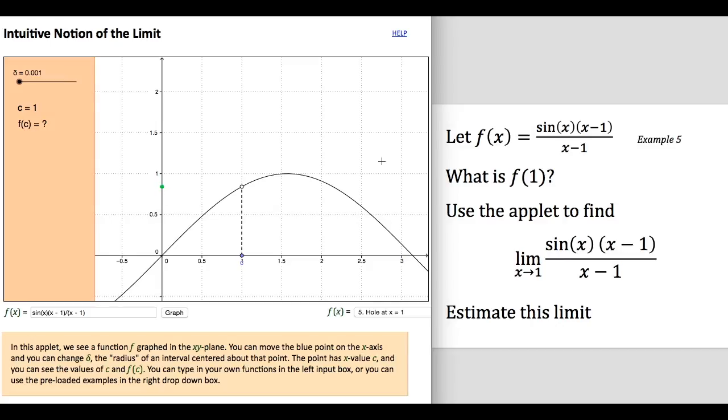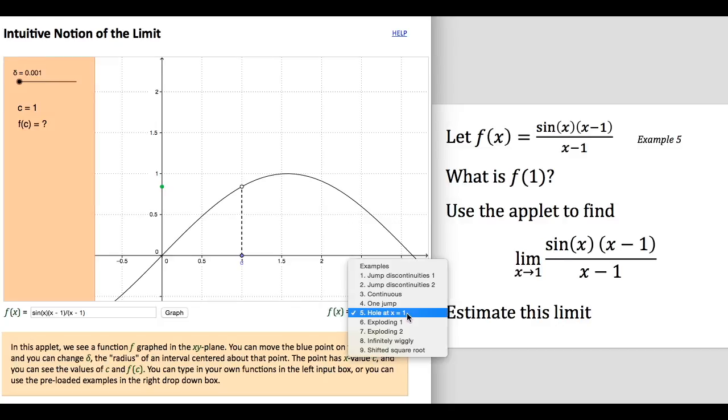So hopefully this has helped you understand limits a little bit more. Feel free to look at some of the other examples and play around with this applet some more to help your understanding of the limit.